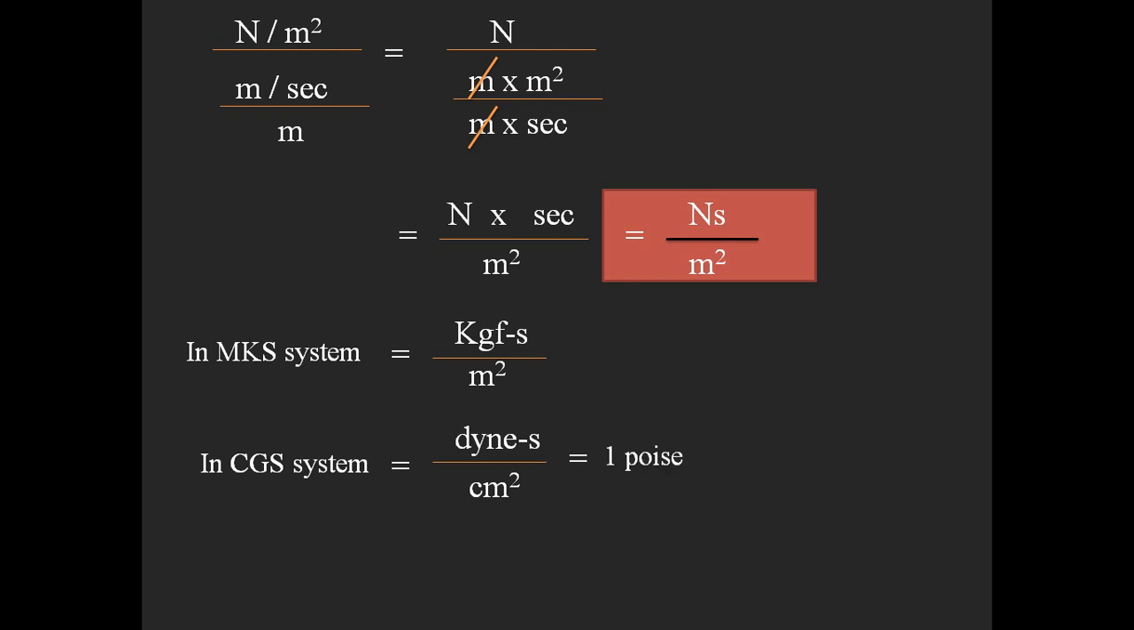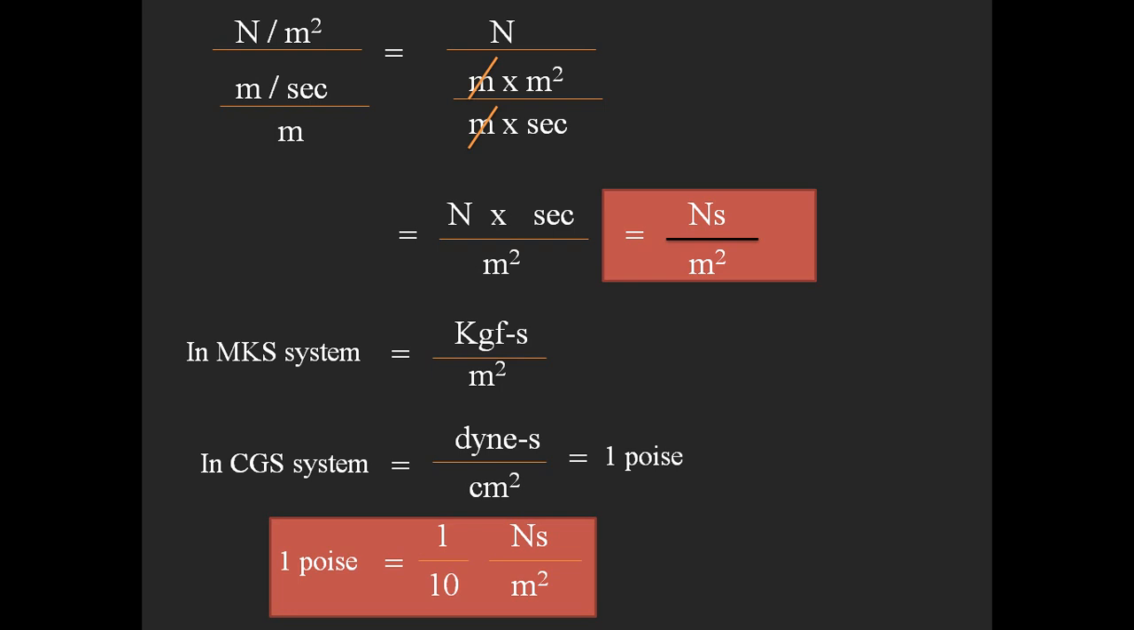One dyne second per centimeter square is called 1 poise. In problems we have to know how to convert, if the viscosity is given in poise, into Newton second per meter square. There is a certain relation. 1 poise is equal to 1 by 10 Newton second per meter square. That is the relation between the CGS system and the MKS system. By using this relationship, if the value is given in poise in the problem, we can convert it into Newton second per meter square by multiplying with 1 by 10.